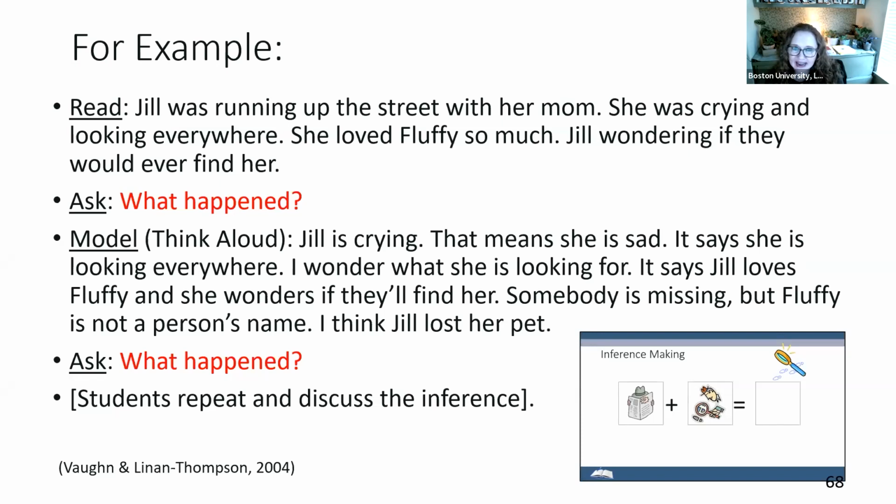That's the text. Now I could go apply what I know to that sentence and figure it out. Why was she running up the street? What do you think based on your background knowledge? Read a little more. She was crying and looking everywhere.